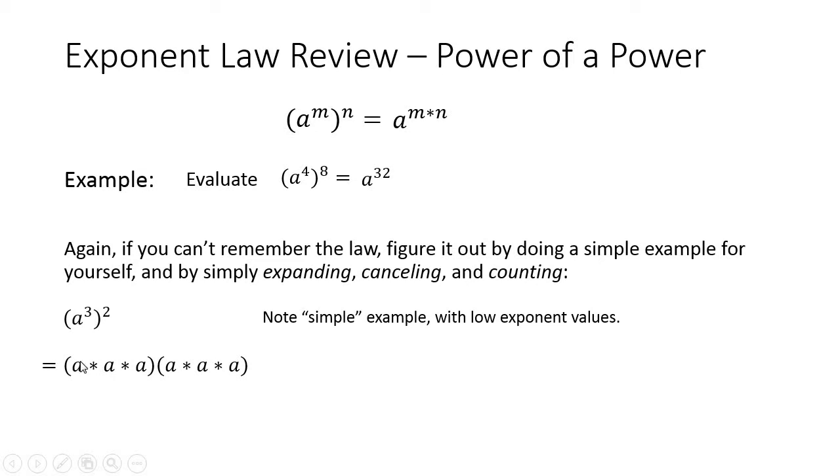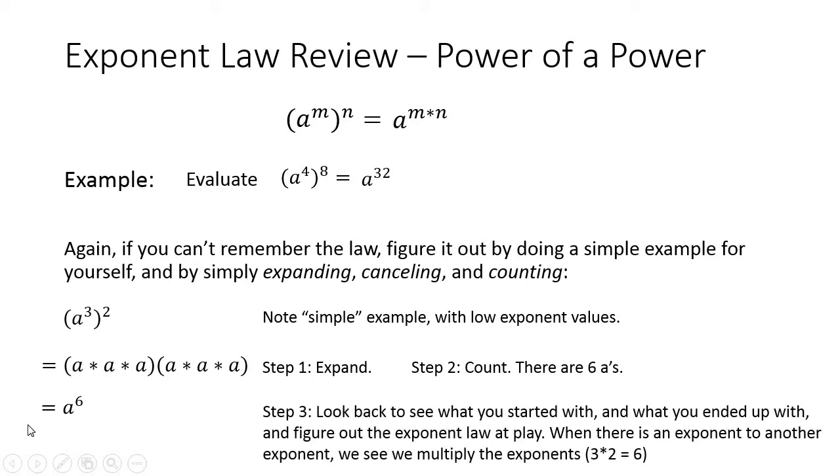So a to the cubed is just 3 a's, and then squared is that multiplied by itself. And we count those a's, and there are 6. So we see, okay, 3 and a 2 is what we started with. The only thing that could have happened there is you multiplied them together to get the 6. So you figured out the law.